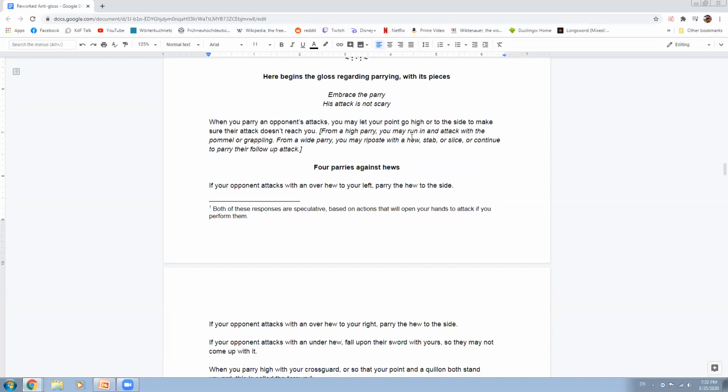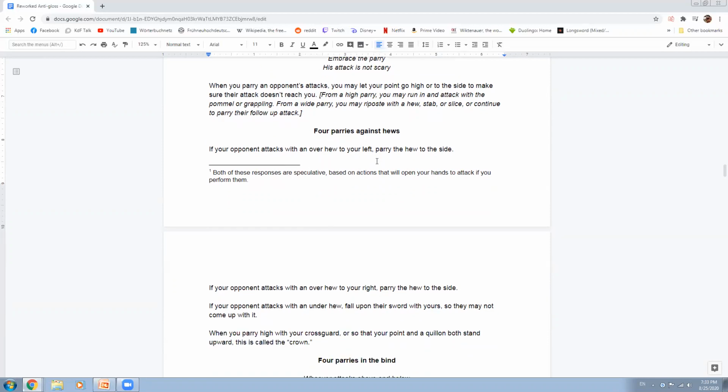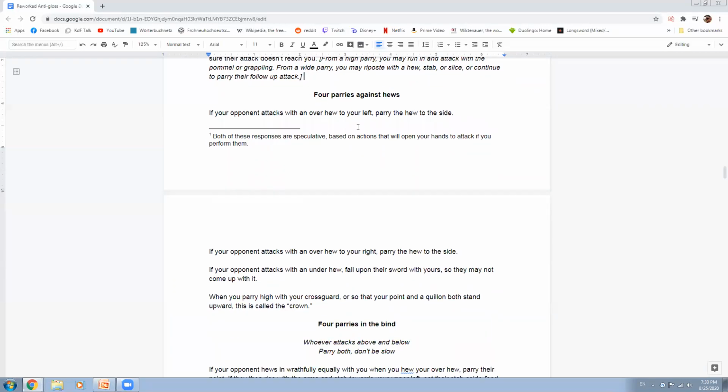So especially the Danzig gloss warns against parrying too high or too wide. But if you are parrying high or wide and they're attacking from that angle and not doing a feint, then you're going to have a much more secure parry. You're less likely to get hit if they do that. Of course, we know that by doing this, we open ourselves up to plenty of other attacks, but it is a way that you can do things.